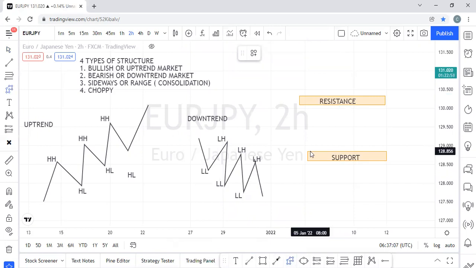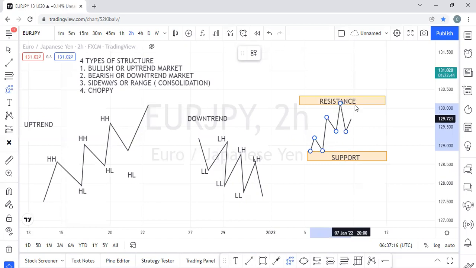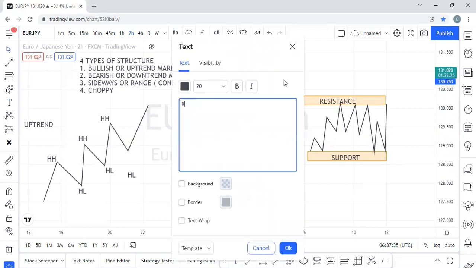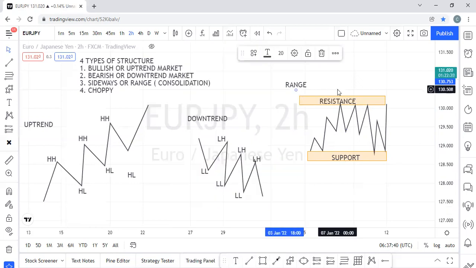What the market does is something like this. It comes inside this box, bouncing in between this box. It's not giving a clear structure. It comes down, goes up, hits the upper part of the box, and goes up again. That's what a range looks like. So this is what we call a range.